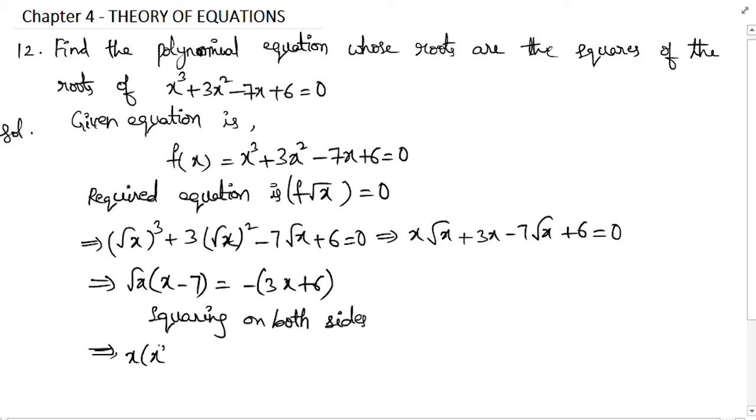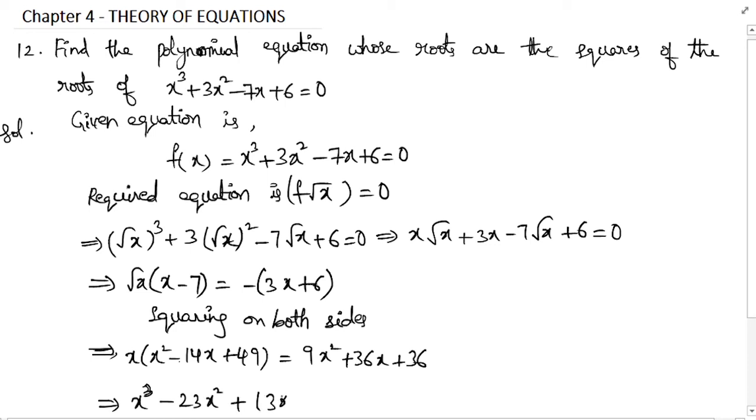x into (x square minus 14x plus 49) is equal to 9x square plus 36x plus 36. So that implies that x cube minus 23x square plus 13x minus 36 is equal to 0. So this is the required equation.